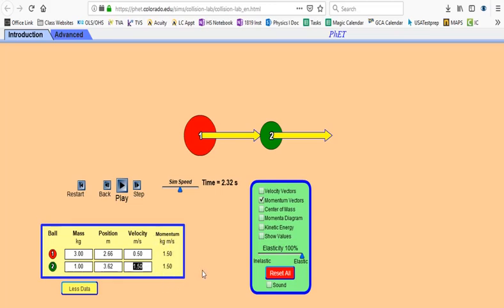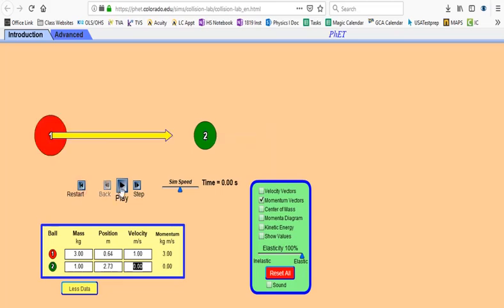The total momentum before was 3 kilograms meters per second, and afterwards is 3 kilograms meters per second. Watch those numbers.